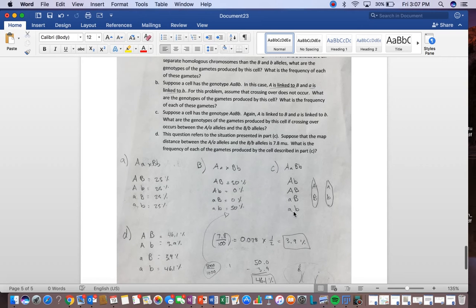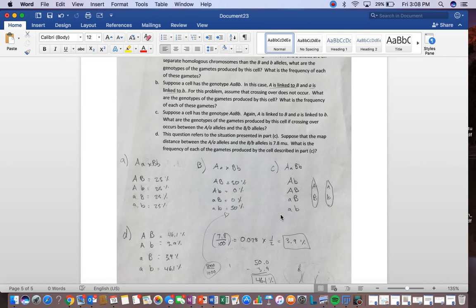With part C, the question is, suppose the cell has the genotype heterozygous A, heterozygous B. Again, A is linked to B and a is linked to b. What are the genotypes of the gametes produced by the cell if crossing over occurs between the A alleles and the B alleles? And so what happens is we have a crossing over that happens right here between A and B. And so these are the gametes that can be produced.